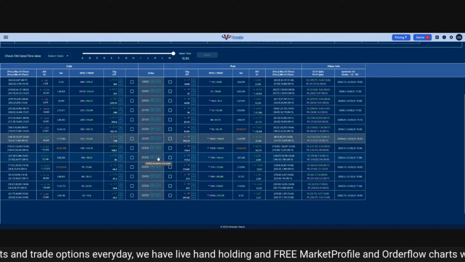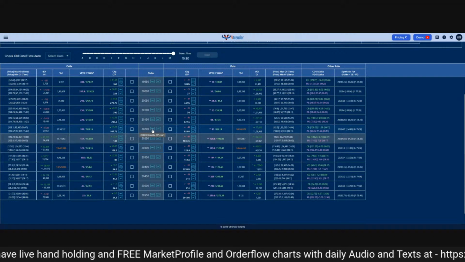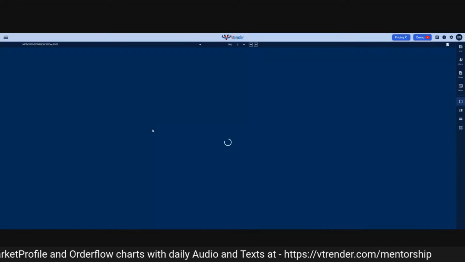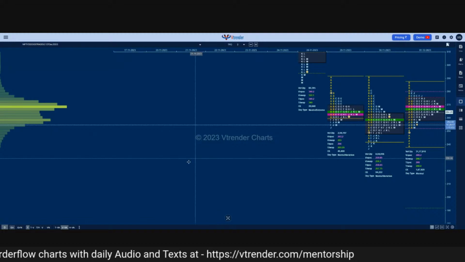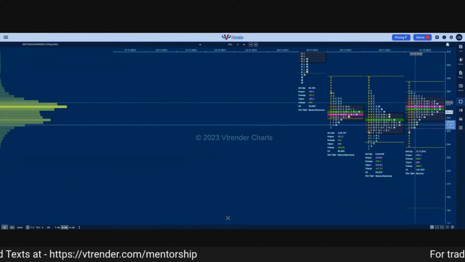So for example, say we opened at 20,200 and you want to see the 20,200 straddle chart. I'll click on this, and the market profile chart of the straddle will open up in a new tab. So this is the market profile chart of the straddle of today.